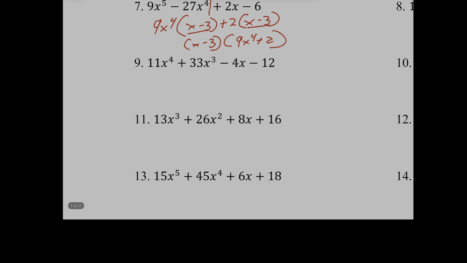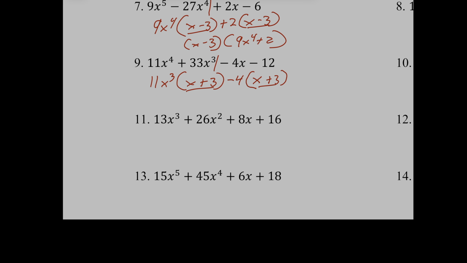Okay, here we go. And then number 9, I can pull out an 11x cubed, and that'll leave me with an x plus 3. Now, this one's a little tricky, so watch this. It's leading with a negative, so I'm going to pull out a negative 4. When I do that, if I pull a negative out of a negative, I'm just going to be left with a positive. Now remember, we're really dividing when we pull it out. So what's a negative 12 divided by a negative 4? How about a positive 3? Be very careful with your signs here.